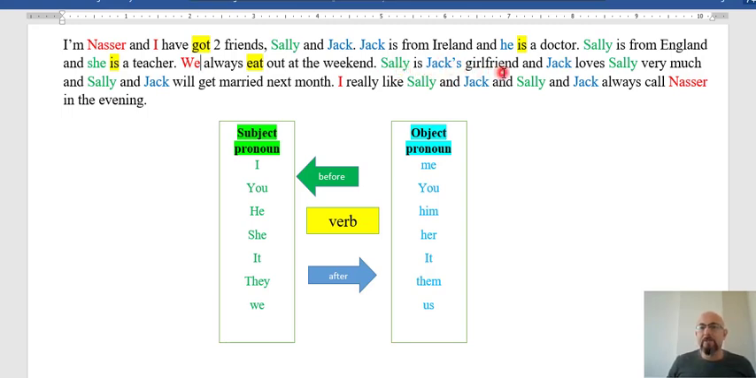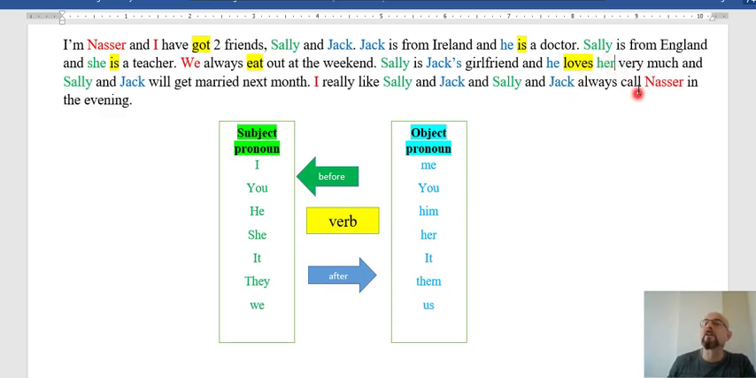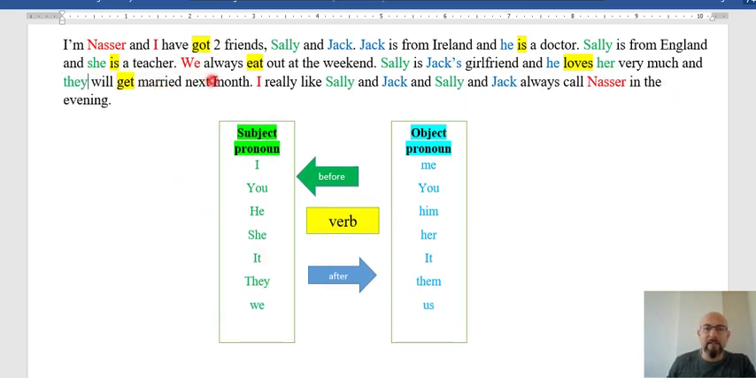Sally is Jack's girlfriend and Jack loves. This is the verb. So Jack, we can say he, because it's before the verb loves. After the verb, she or her: loves her. He loves her very much. And Sally and Jack, the two together, before the verb, we have they or them. They will get married next month.